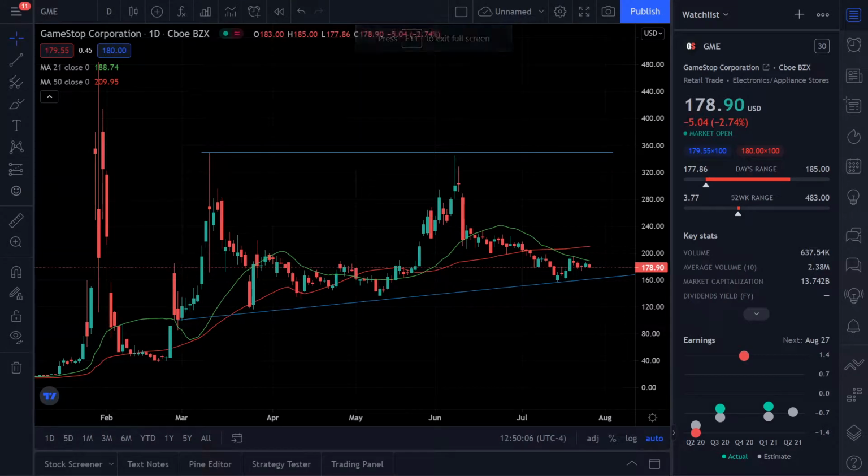Today, I'm going to be going through a strategy that can be used to figure out when the next bullish movement on GameStop is happening and also potentially when the next squeeze, or even the MOASS, is happening.